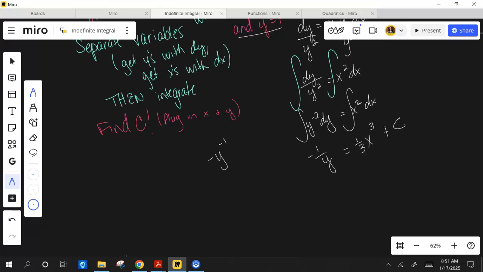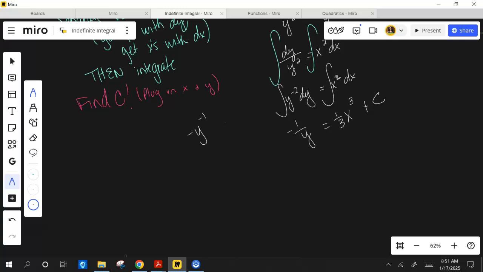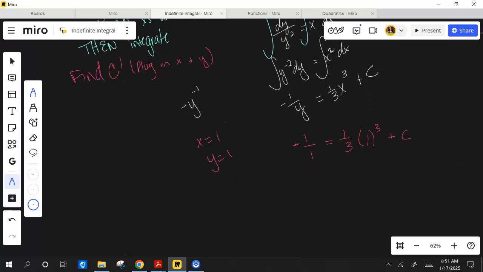I'm not done yet. No, I was waiting on everybody to catch up. All right, so I'm plugging in 1 and 1, right? We said x equals 1, y equals 1. So I'm going to do negative 1 over 1 equals 1/3, 1 cubed plus c. So negative 1 equals 1/3 plus c. So what is c? Negative 4 over 3.